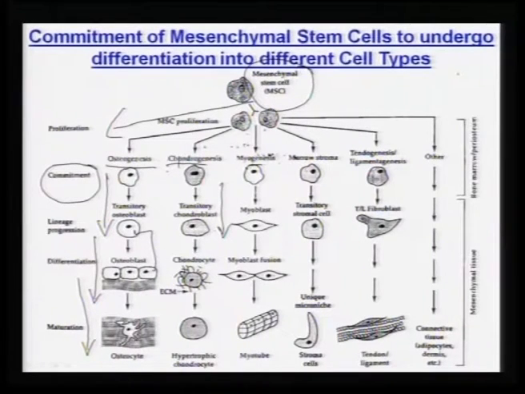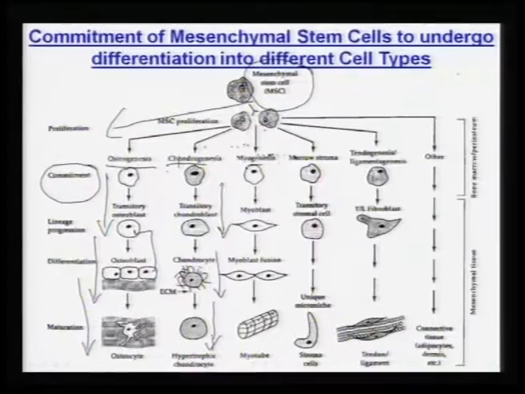I repeat, osteoblasts and osteocytes are both bone cells. However, osteocytes are a more differentiated stage of the osteoblast, therefore they have different gene function. Similarly, in the case of chondrogenesis, you have transitory chondroblast, then chondrocytes, and then hypertrophic chondrocytes. Hypertrophy, as opposed to atrophy, means an increase in cell size. So hypertrophic chondrocytes simply means chondrocyte cells that have increased in size.